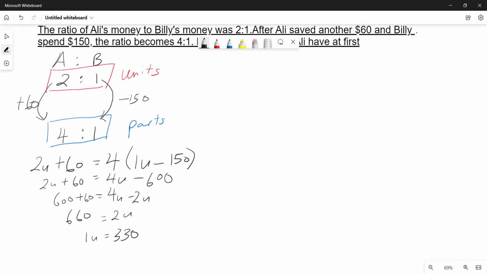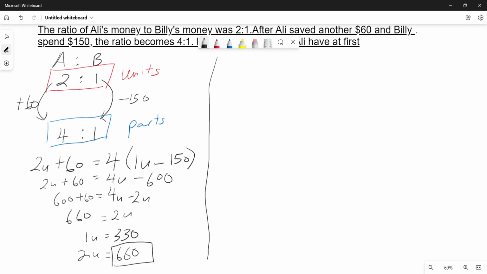So since 1 unit is 330, and take note, this is units, so it belongs to the top. So how much did Ali have at first? It will just simply be 2 unit is equal to 660. So Ali would have 660 right at the start. Now this would be very difficult for a primary 6 student to accomplish, assuming that you have just learned algebra.